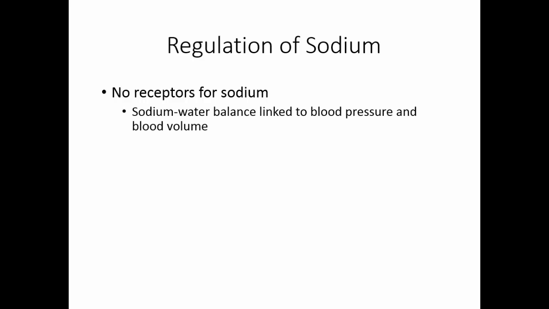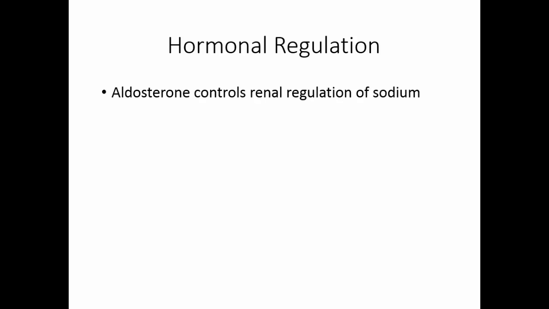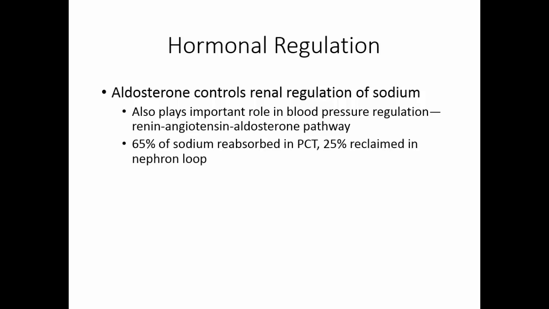The sodium-water balance in the body is linked to blood pressure and blood volume, and the regulation of these is both neural and hormonal. Regulation of sodium is one of the most important functions of the kidney. Aldosterone is what controls the renal regulation of sodium. It also plays an important role in blood pressure regulation as part of the renin-angiotensin-aldosterone pathway.